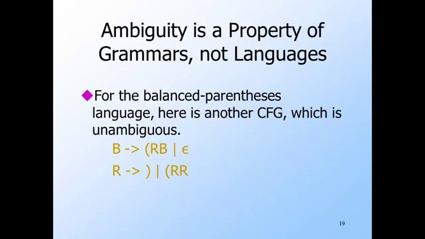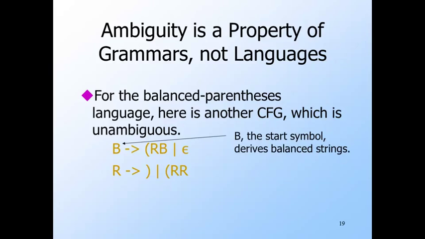Fortunately, just because one grammar for a language is ambiguous does not mean that we can't find another grammar for the same language that is unambiguous. But as an aside, which we'll get to later, the opposite is not true either. That is, there are some ambiguous grammars for which no unambiguous equivalent exists. Anyway, here is a grammar for balanced parentheses that is unambiguous.